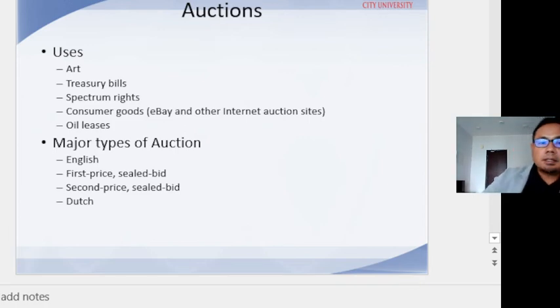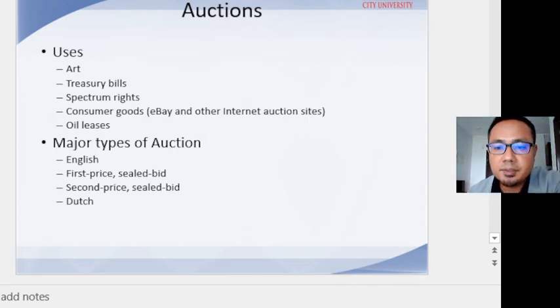In an auction, potential buyers compete for the right to own a good, service, or more generally anything of value. So auctions are used to sell a variety of things, including art, treasury bills, furniture, real estate, oil leases, corporations, and even in some fish markets in Japan, you can see they implement the auction.